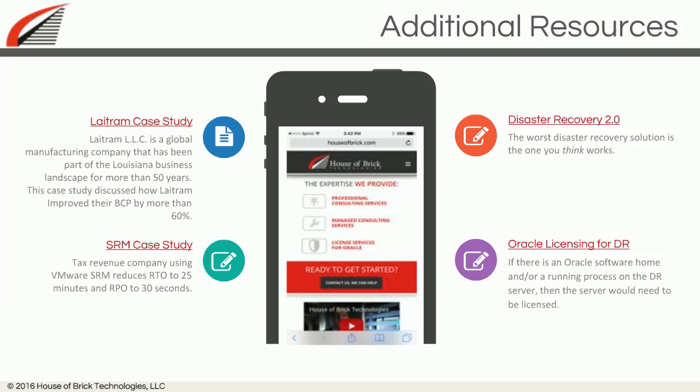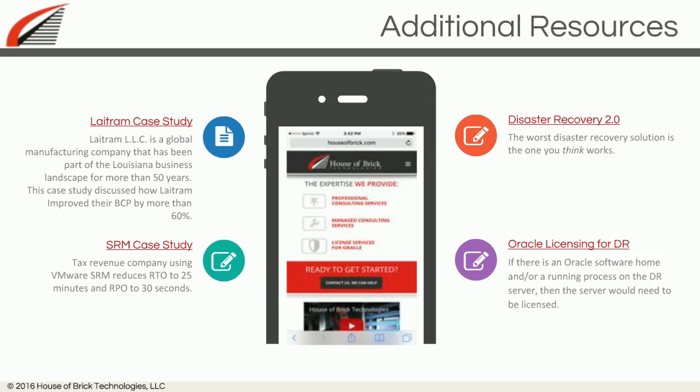We also, and Chris, I think you worked on this project, have an SRM case study that talks about a company that implemented VMware SRM, Site Recovery Manager, and greatly reduced their RPO and RTO times. And then Chris wrote this blog, Disaster Recovery 2.0. Do you want to kind of touch on that, Chris?